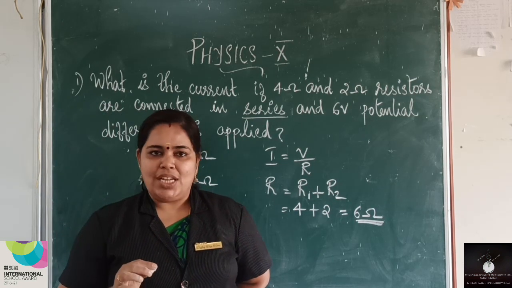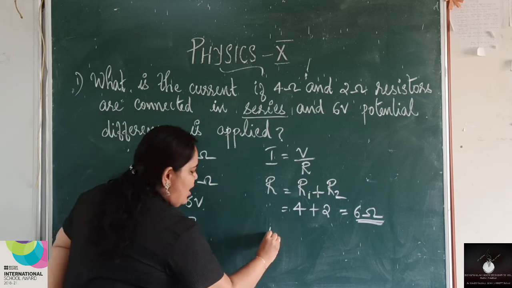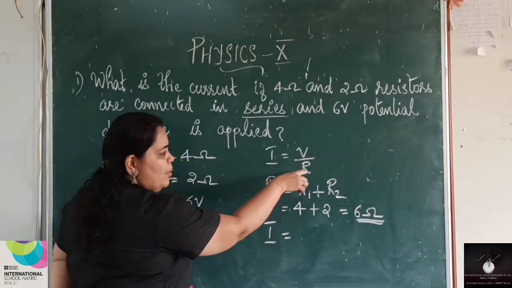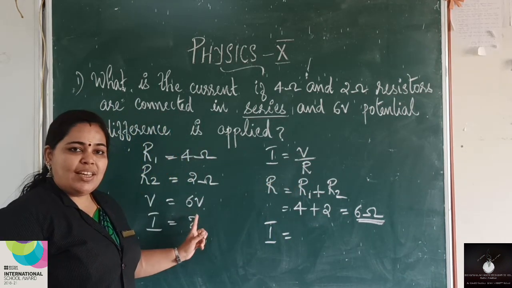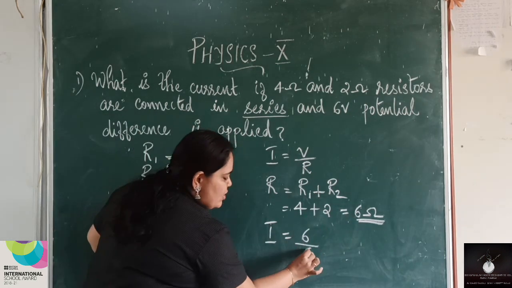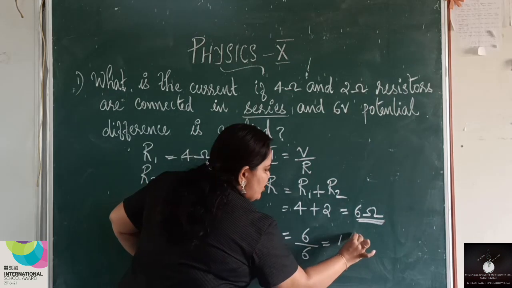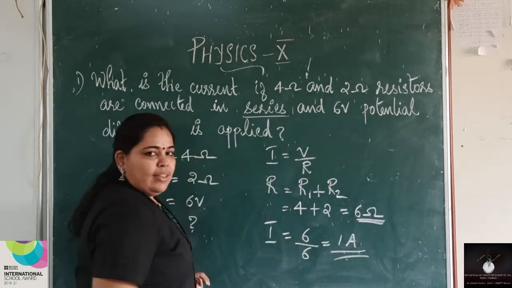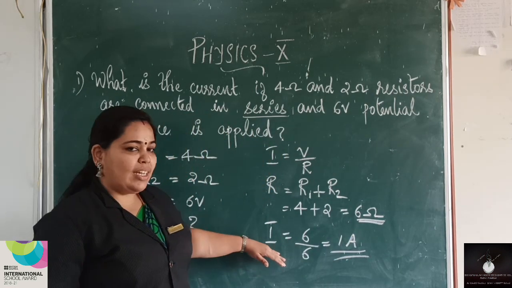Now we can find out the current, isn't it? I is equal to V by R. How much is V here? 6. 6 by resistance also 6, which is equal to 1 ampere. Understood how to find out the current?